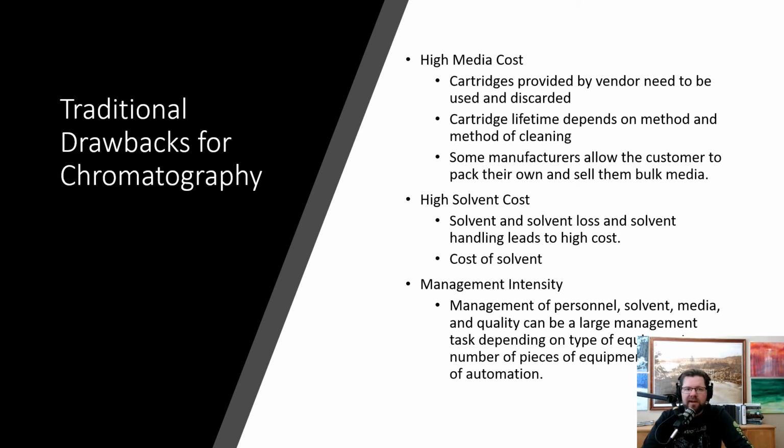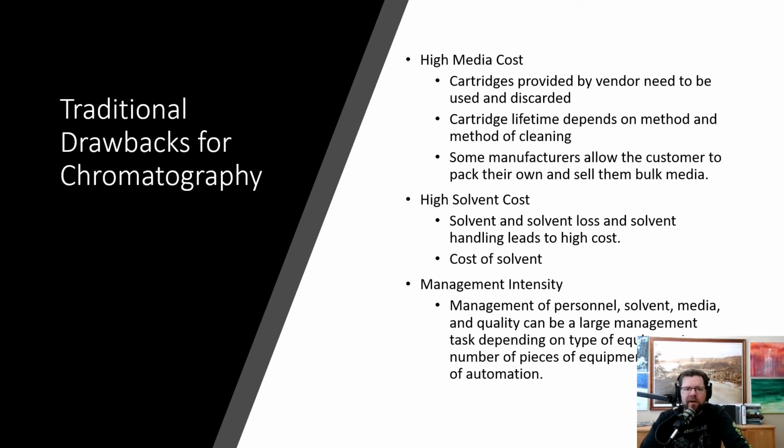Maybe you have to have a facility that's been rated for that. So management of personnel, solvent, media, quality can be a large management task depending on the type of equipment, number of pieces of equipment, and automation. A lot of people in the cannabis industry will buy small systems, and they'll try to run like 6 or 7 of them at a time to create a couple kilos a day worth of oil that has been remediated. The problem with that obviously is that it's just a management nightmare.